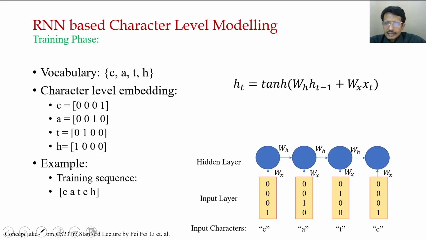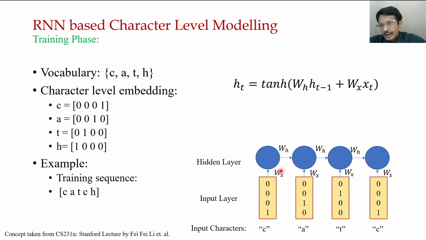And then comes the hidden layer, where the previous layer's output is coming as the state input. This is WH with HT-1. Now WH is going to be multiplied with this, and WX is this.